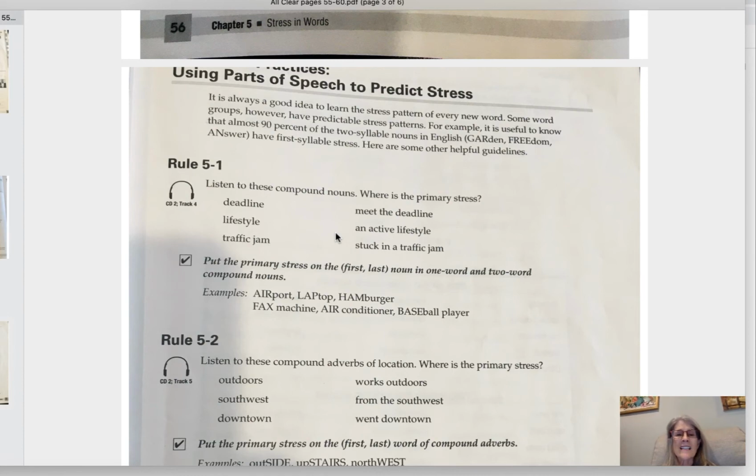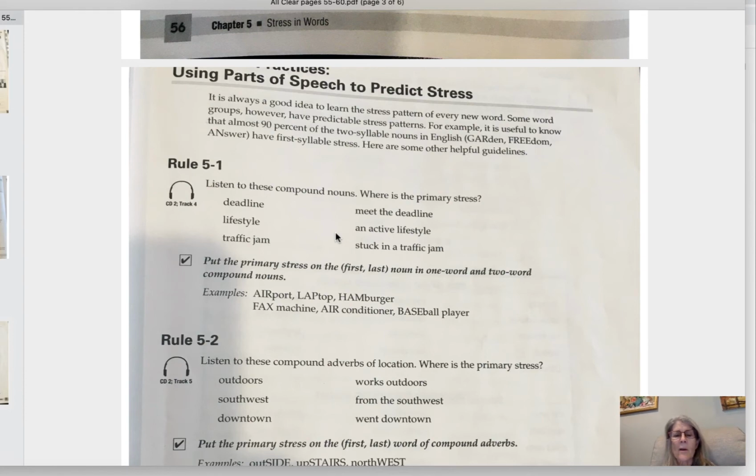So we hear deadline, lifestyle, meet the deadline, an active lifestyle, stuck in a traffic jam. Okay? So those are all, where's the primary stress? So you should have got it. So put the primary stress on the first or last noun in the 1-word or 2-word compound nouns. So where are they? Airport, laptop, hamburger.